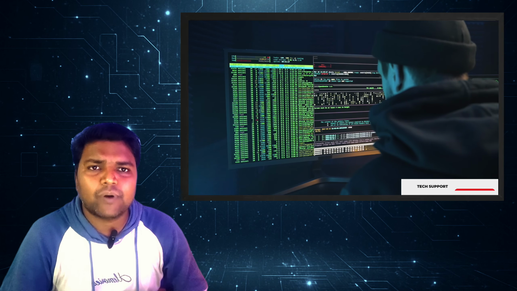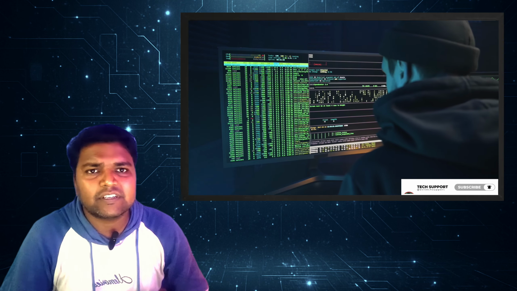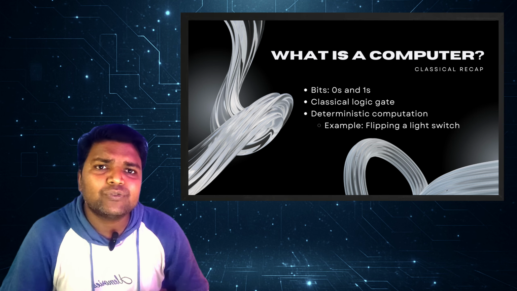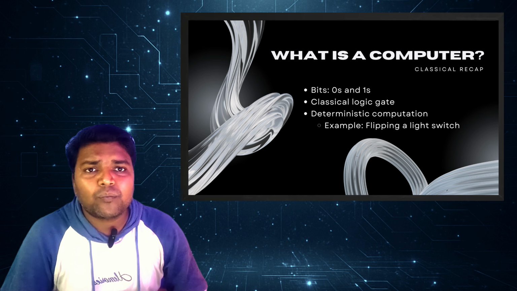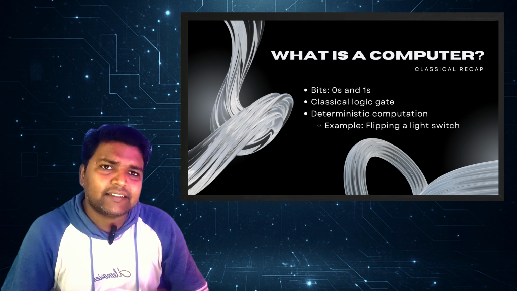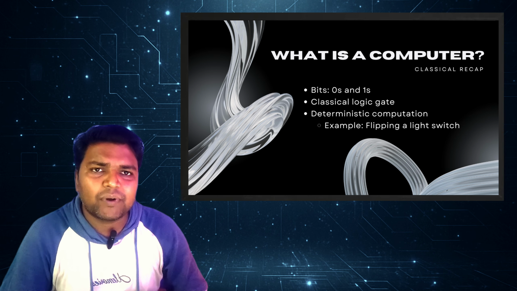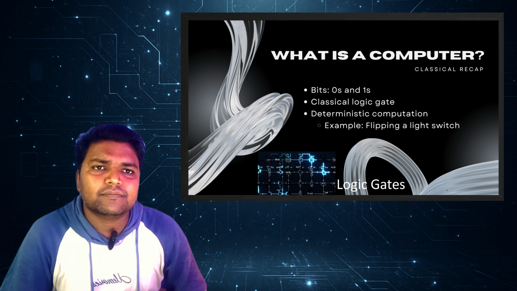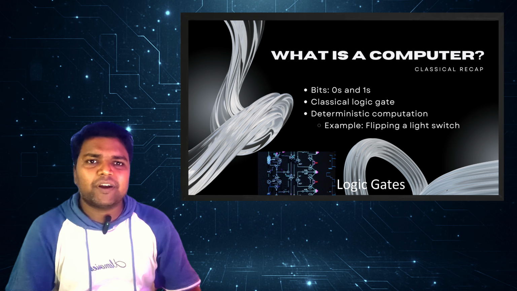Before we jump into quantum computing, let's revisit classical computing, which we have been using since childhood. Classical computers use bits, the smallest unit of information, which can be either 0 or 1. Everything from a YouTube video to your bank transactions is a combination of these bits. These bits go through logical operations using gates like AND, OR, and NOT. This model is called the deterministic model, which means the outcome is predictable.